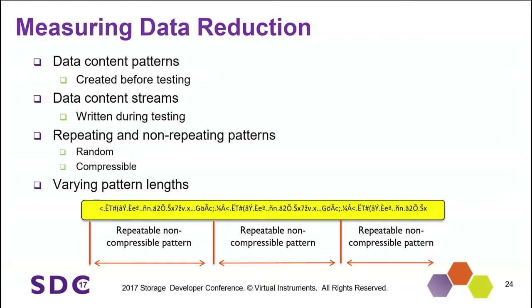I talked about the repeating and non-repeating patterns. Pattern lengths vary. As I said, some arrays can detect patterns across block boundaries, so they're able, nominally, to get a little bit more compression out.